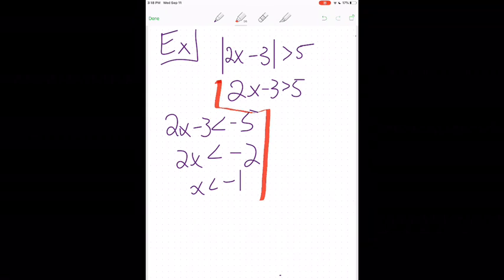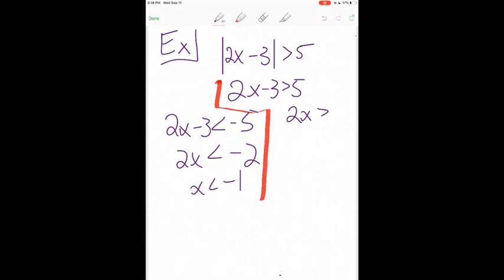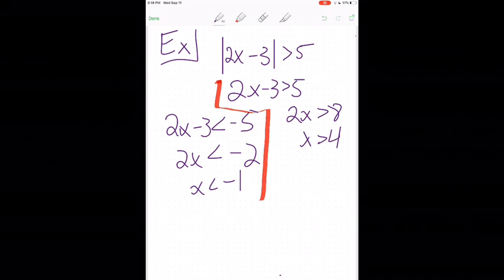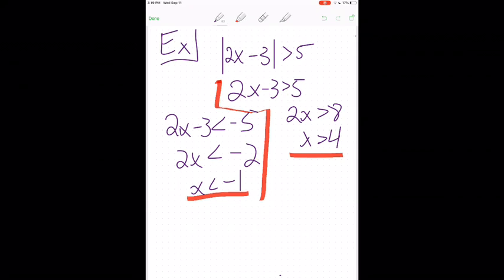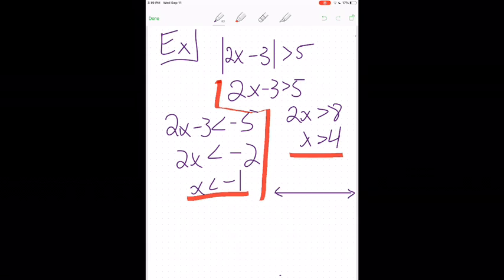Let me divide it up. Add the 3 over, 2x is greater than 8. x is greater than 4. So now I have x is less than negative 1, and x is greater than 4. If we put those on a number line, obviously we can't be both, right? Negative 1 and 4. That's saying x is less than negative 1, and this here is saying x is greater than 4. So in this case, I could be either less than negative 1 or greater than 4. Both of those are going to satisfy.